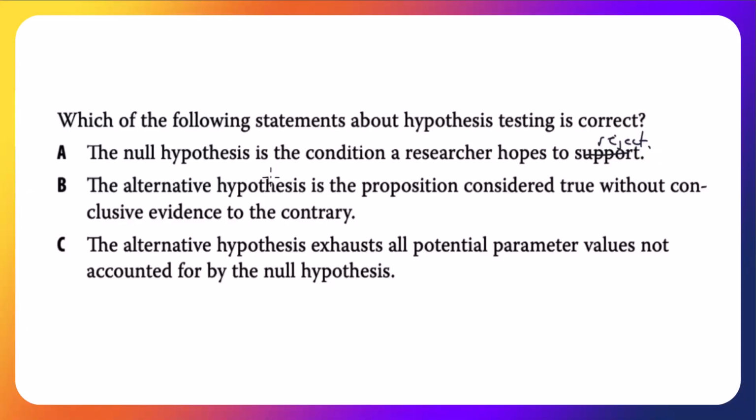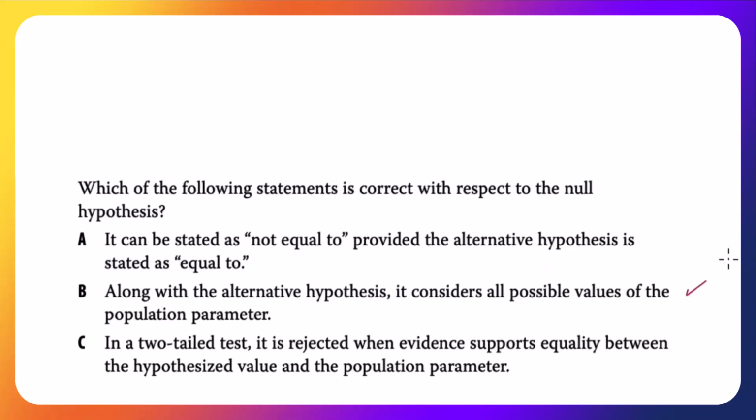The alternative hypothesis is the proposition considered true without conclusive evidence to the contrary. The null is the proposition considered true. So the null is considered true unless we can reject the null. And the alternative hypothesis exhausts all potential parameter values not accounted for by the null. Yes. If the null is equal, the alternative is not equal. If the null is less than or equal, the alternative is greater than. And if the null is greater than or equal, the alternative is less than. So C is correct.